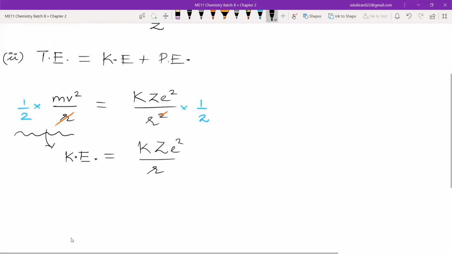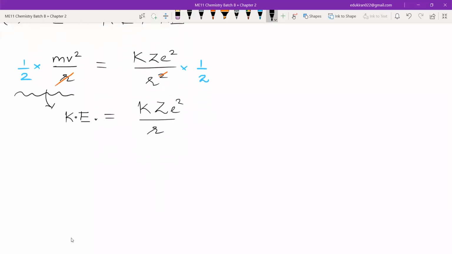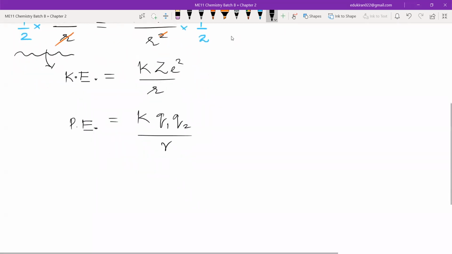Now let us find out the potential energy. Please write potential energy is equal to K Q1 Q2 upon R. In this form, we have to keep the sign of the charges and also the magnitude. So let us say Q1 is the proton and Q2 is the electron. So K, number of protons, it depends on the charges.